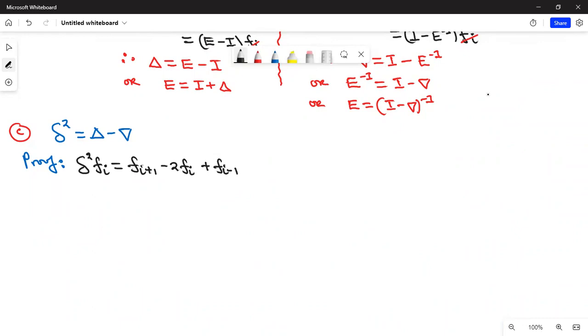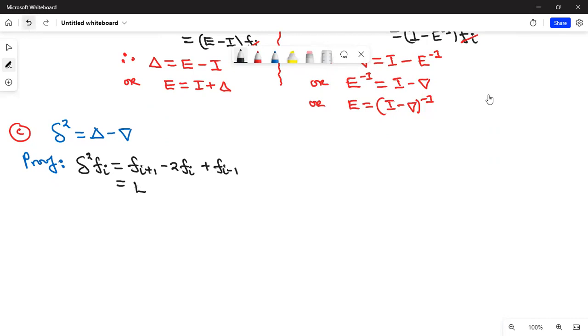That's what we got. And how else can you write this? This is the shift operating on Fi minus 2 times identity operating on Fi plus shift raised to -1 operating on Fi. Or instead of writing that as shift operator, because I want to relate it with the forward and backward, there's no need of writing that in terms of shift operator, but let me write in terms of forward and backward so that we get the relation that we are interested in.